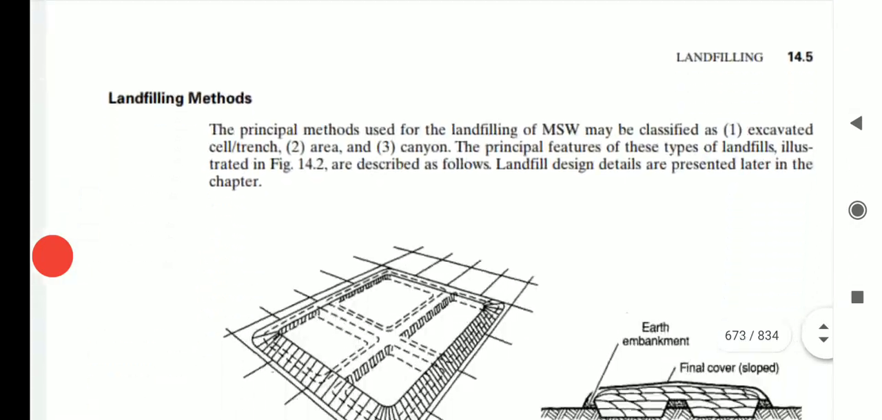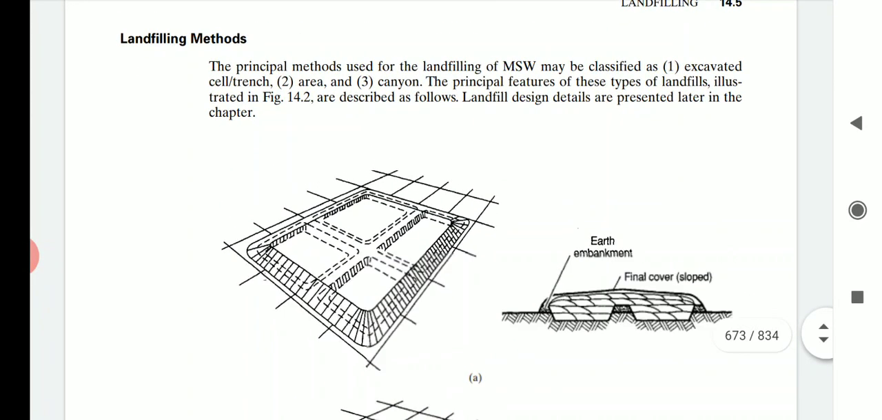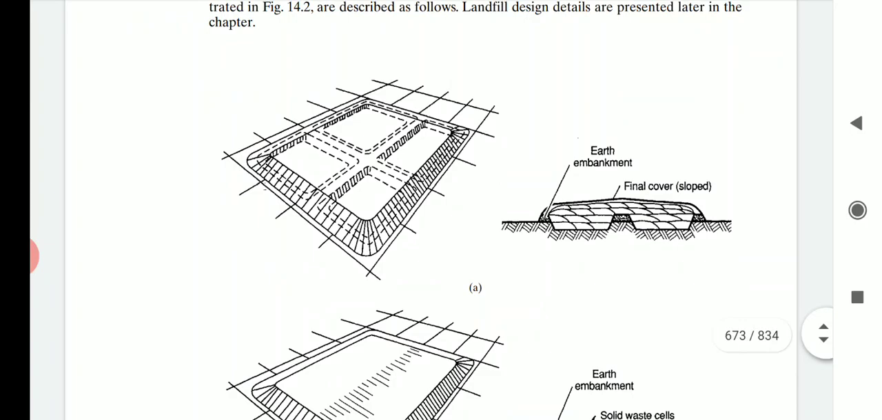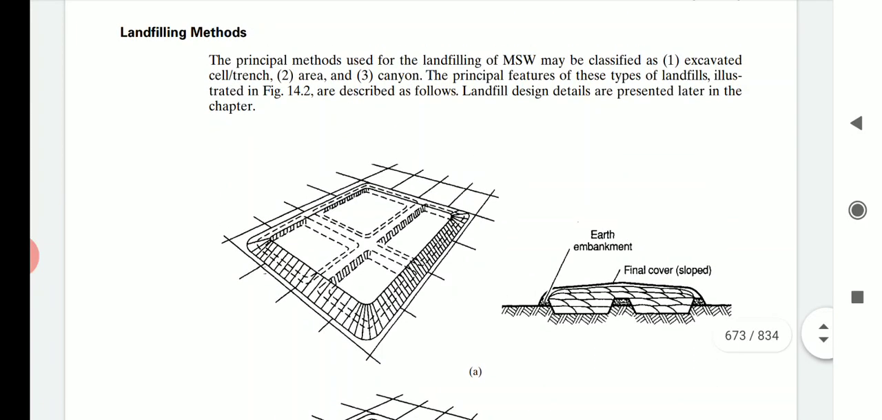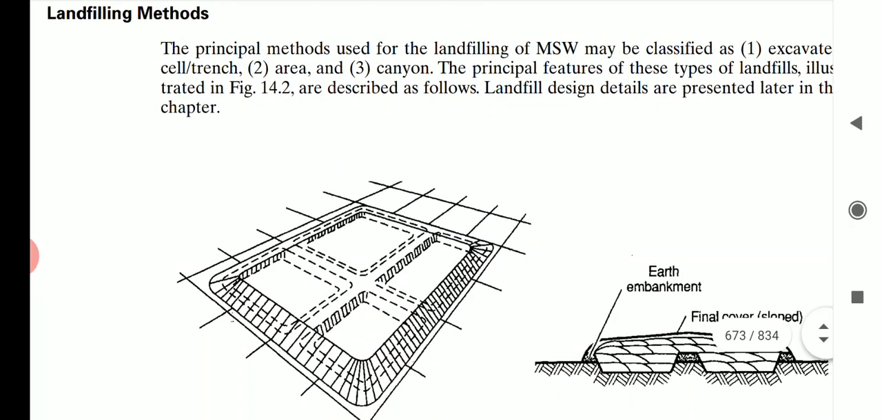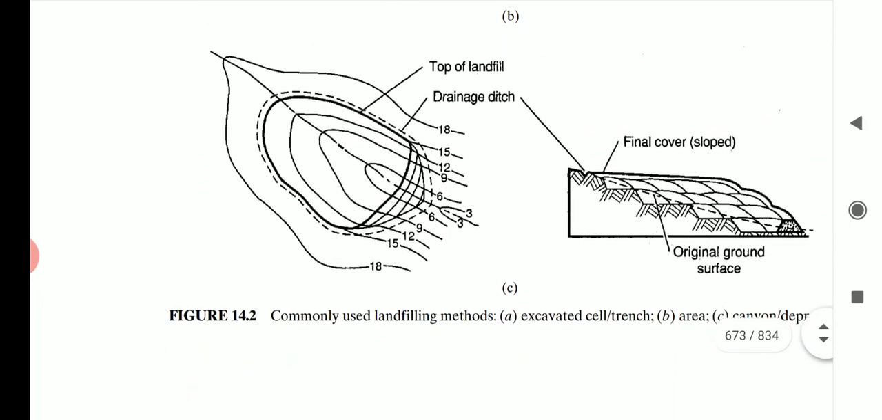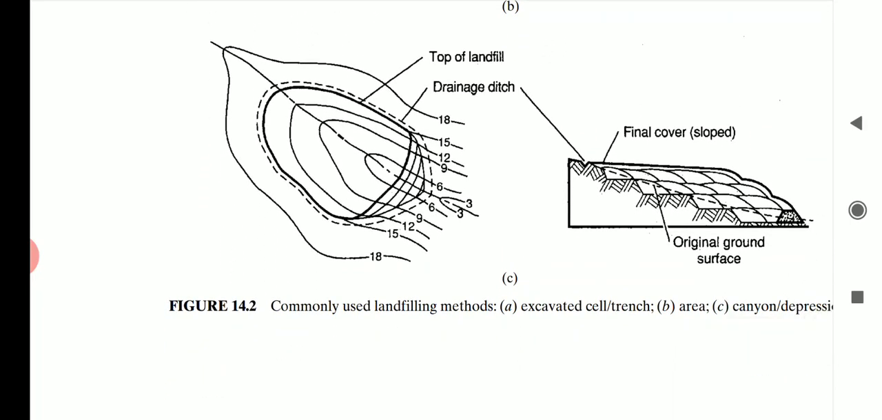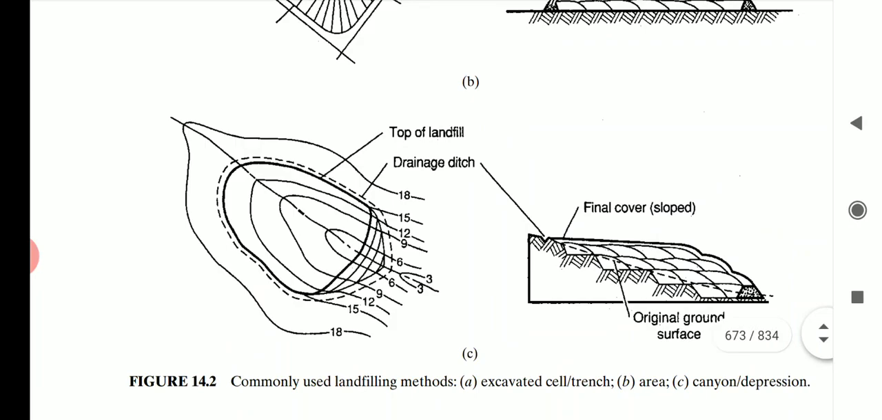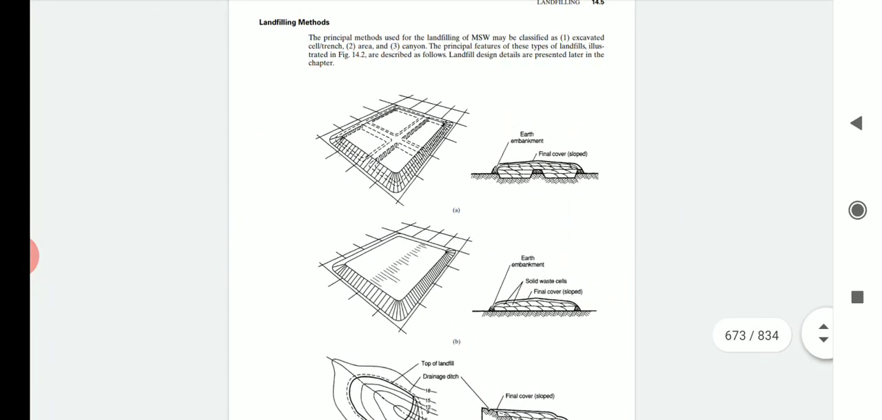So there are different types of landfilling methods. So what are these landfilling methods? One is called the excavated method or trench method, the area method, and the canyon method. So in the figure you can see this is the excavated method. The most commonly used method is this excavated method. And next is the area method, and this is called the canyon method. The canyon method is also called a depression. Okay, so these are the three methods of landfilling.